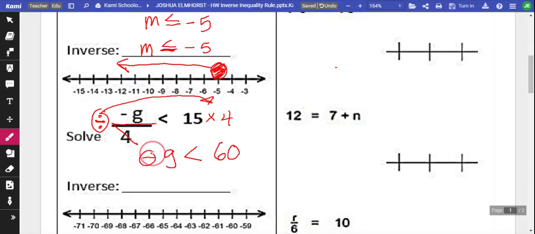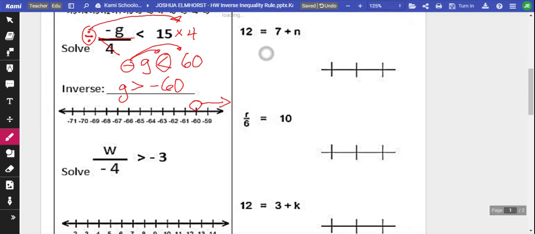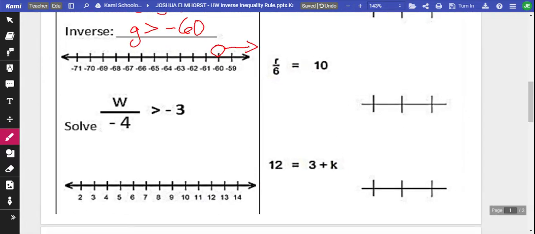So the inverse, because we have a negative variable here, this negative variable means we need to switch this around. So less than becomes greater than. So we're going to switch this, and we're going to switch this. So we're going to flip the variable, flip the sign, and then also flip the sign of the other number. So g is actually greater than -60. And greater than is going to be going in the positive direction, so we're going to be going to the right.